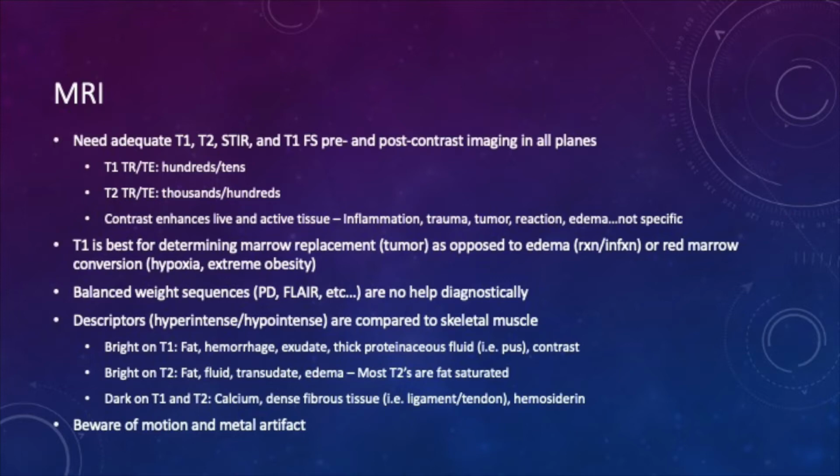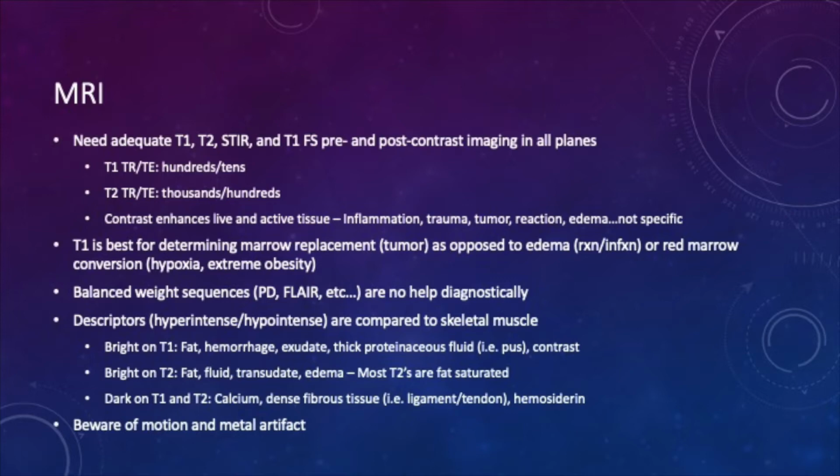T1 is best for determining whether there is marrow replacement, such as a tumor in the bone, as opposed to edema from a reaction or infection, or red marrow conversion seen in hypoxia or extreme obesity, which, much like in Pickwickian syndrome, leads to hypoxia and hypoventilation. Balanced weight sequences, proton density, FLAIR, basically your alphabet soup, are usually not diagnostically helpful for tumors. They can be helpful in terms of seeing where the tumor is located and what anatomy is involved, but it will not be helpful diagnostically to give an answer to what is the tumor.